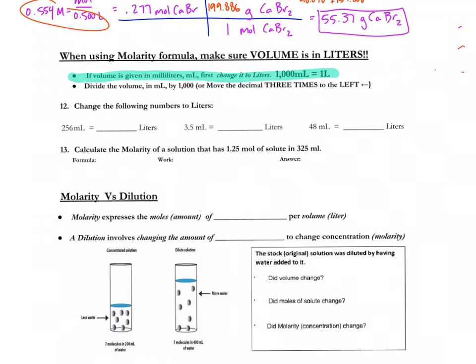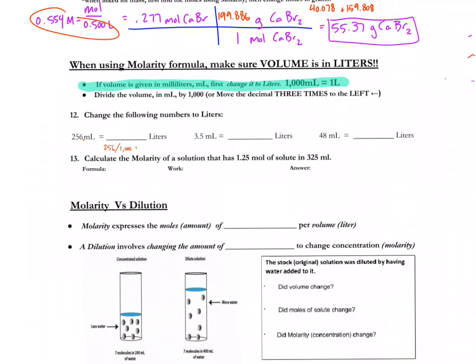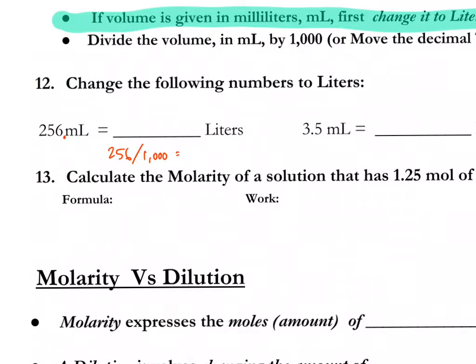So let's take a look at it. Here I've got 256 milliliters. I want to figure out how many liters that is. So you can take 256 and divide it by 1,000 and you'll get an answer. Or the easiest way is if your decimal is right here at the end of 256, like 256.0, then I would move my decimal 3 places to the left. So there's 1, 2, 3 places, which will give me 0.256 liters.